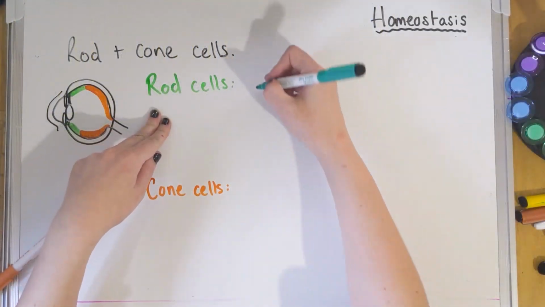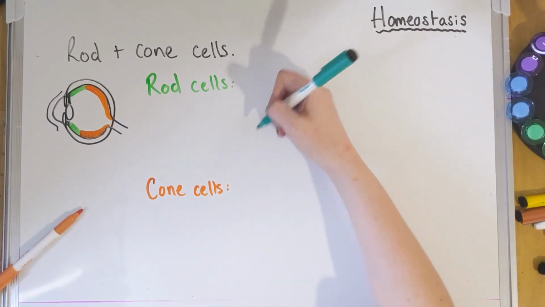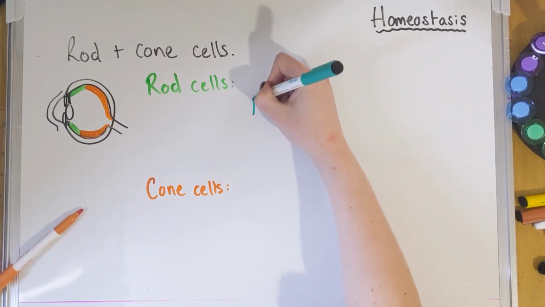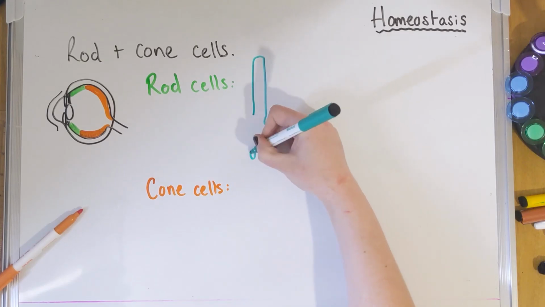Extra little tidbit for you today. In your eye, you have 2 types of modified neurons, nerve cells, that are responsible for all of the colour vision and low light vision that you have. There are 2 main types. There are rod cells, which are rod-like in shape. I'll draw one now and you'll see what I mean.